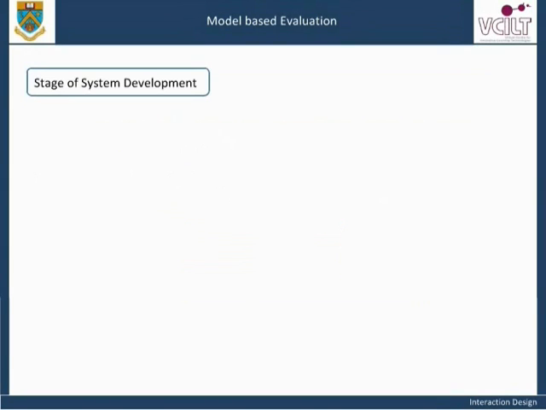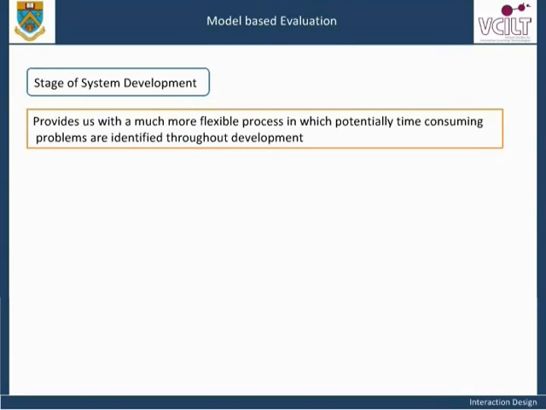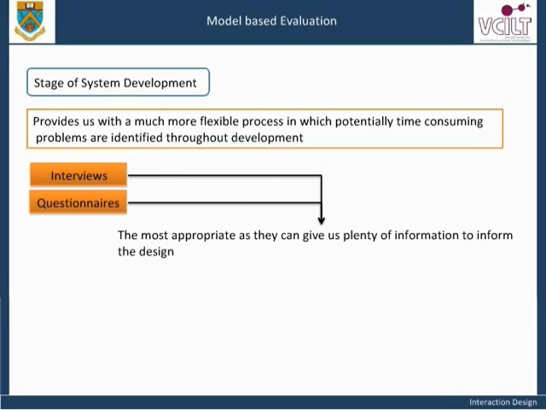Stage of system development provides us with a much more flexible process, in which potentially time-consuming problems are identified throughout development. The stage at which evaluation is performed will determine which kinds of evaluation techniques are appropriate. At the very beginning of the process, interviews and questionnaires are probably the most appropriate, as they can give us plenty of information to inform the design.